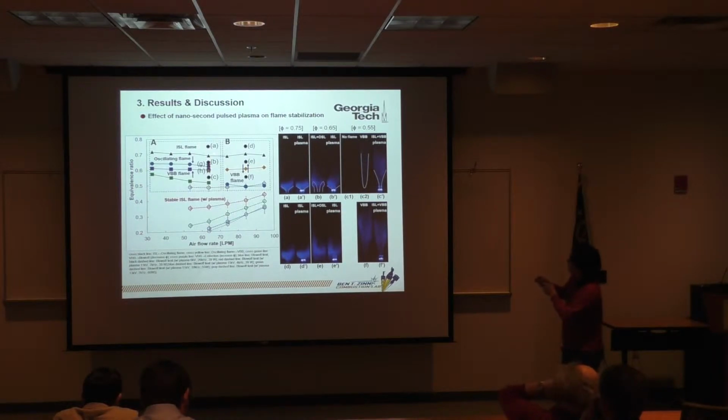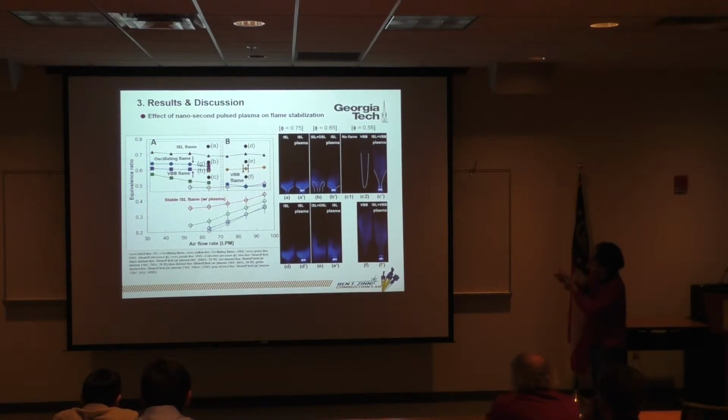from B to C, the flame blows off at point C. However, in zone B, if I decrease the equivalence ratio from E to F, then the flame can transit to the vortex breakdown bubble flame, as shown in F.